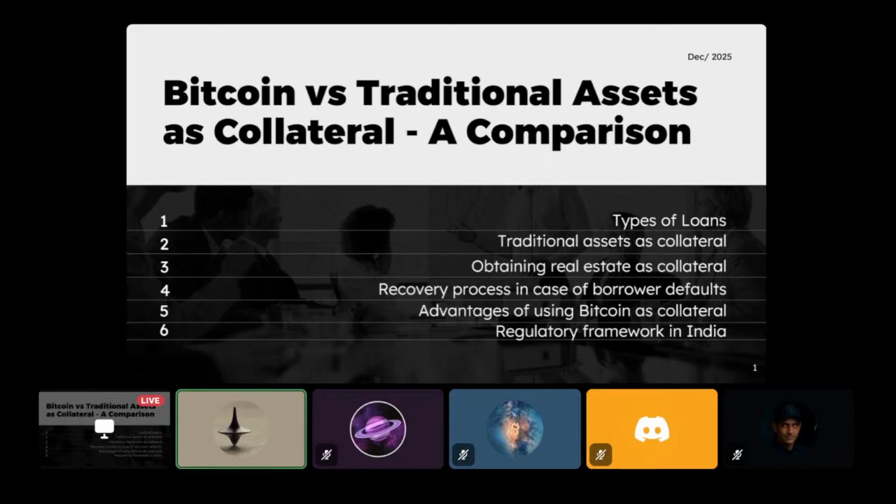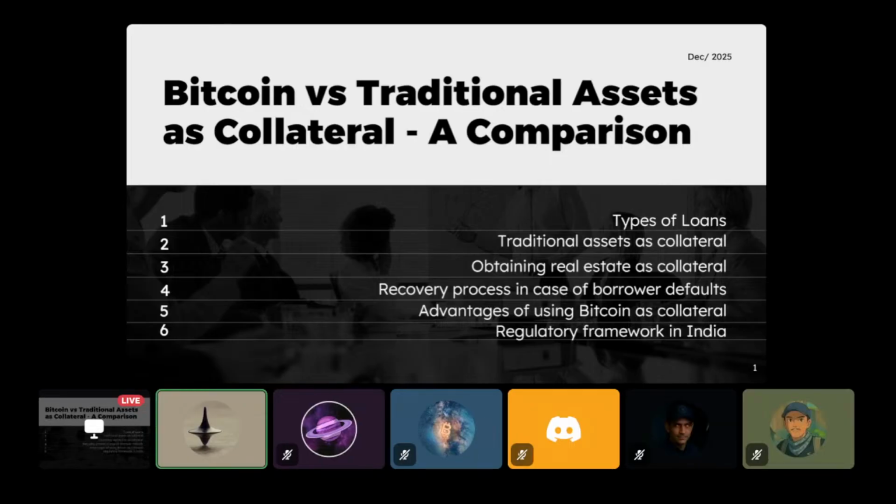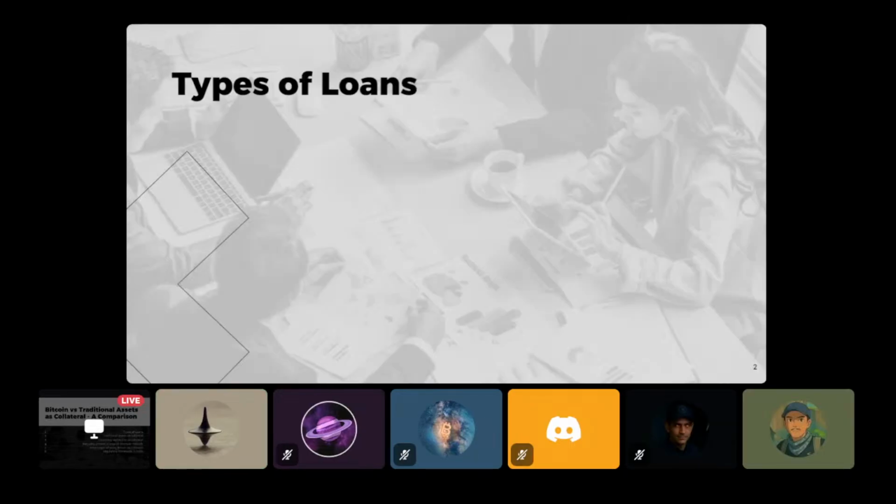Today we will be discussing a comparison between Bitcoin and traditional assets as collateral security. Today's discussion will be primarily based on India-related collateral security, and the practices followed in India. So let's go ahead. What are the types of loans which are given in India?